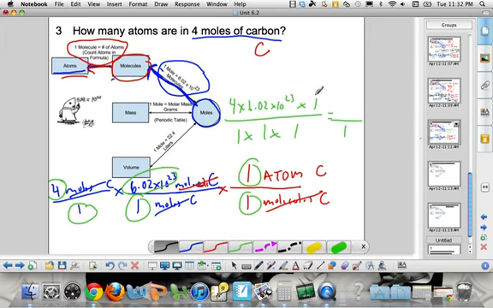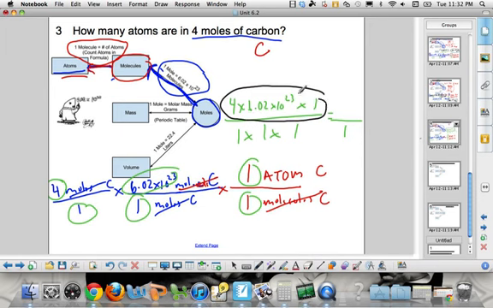My top, I got to calculate that out. So now I want to do all this math right here. And when I do that, I get 2.408 times 10 to the 24th. And this is going to be atoms of carbon.